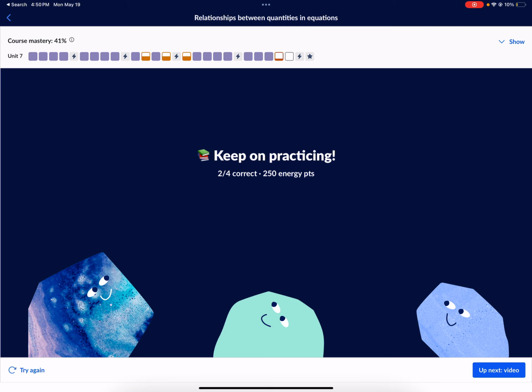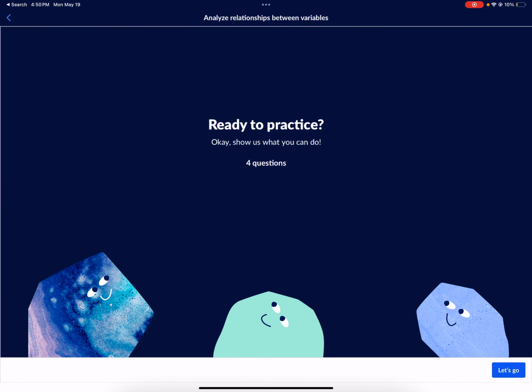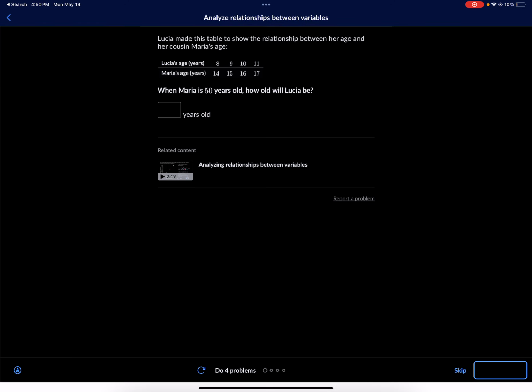Okay, so let's move on to our next one. Analyze relationships between variables. This is our last lesson for the entire unit, and then we'll do the quiz and the unit test, and then that'll be it for this episode. Lucia made this table to show the relationship between her age and her cousin Maria's age. When Maria is 50, how old will Lucia be?